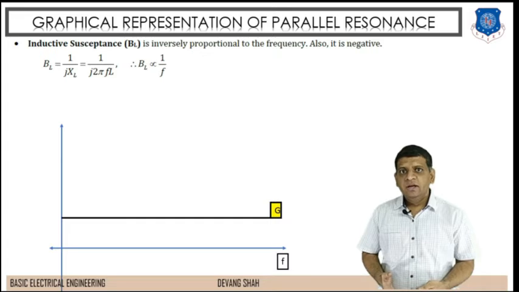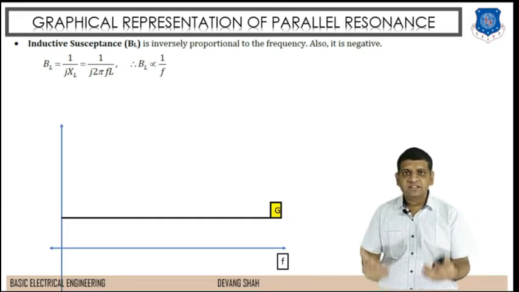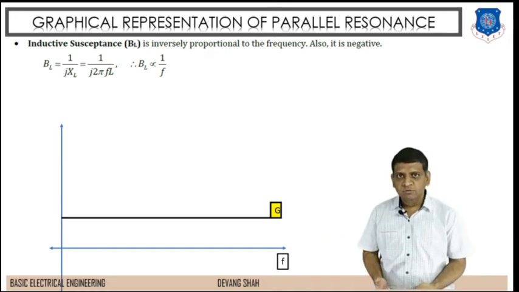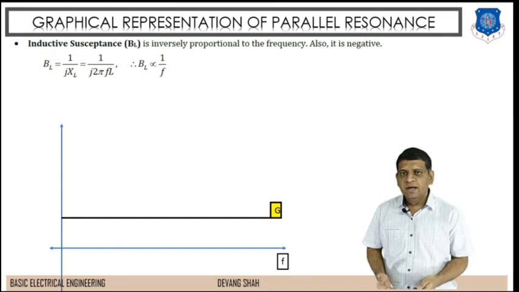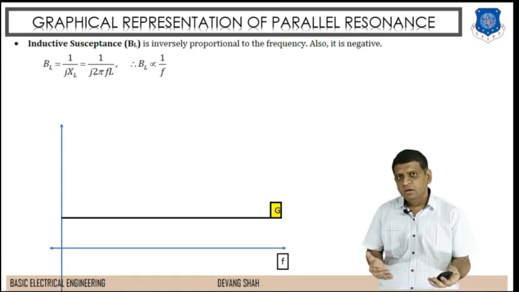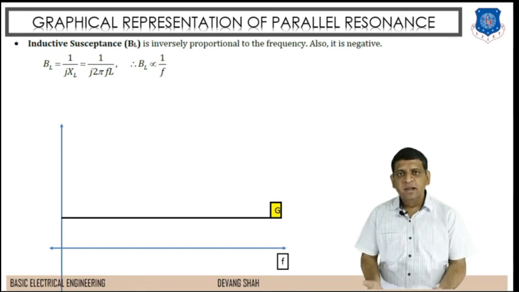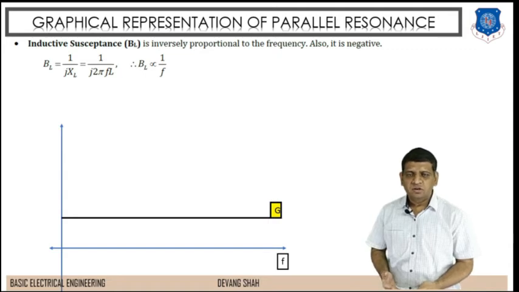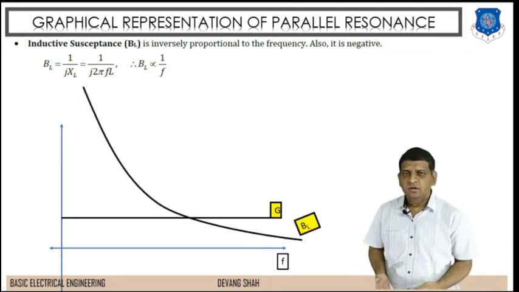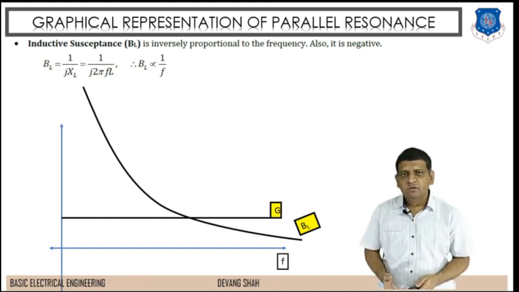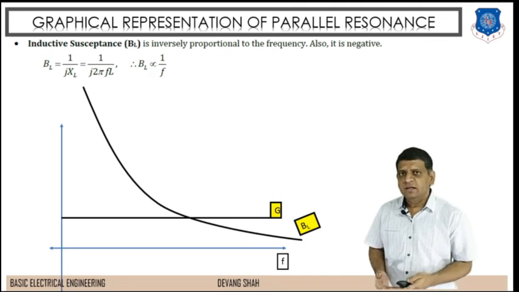Here again the inductive susceptance. Now susceptance is nothing but the reciprocal of reactance, right? So you can find here it is inversely proportional to the frequency, as BL is equal to 1 by j into XL. So from this you can find 1 divided by j into 2 pi FL. So from this you can say the inductive susceptance BL is inversely proportional to frequency. Again its shape is like a parabola. Here you can see that at a low frequency the value of XL is higher, and at a high frequency XL decreases.